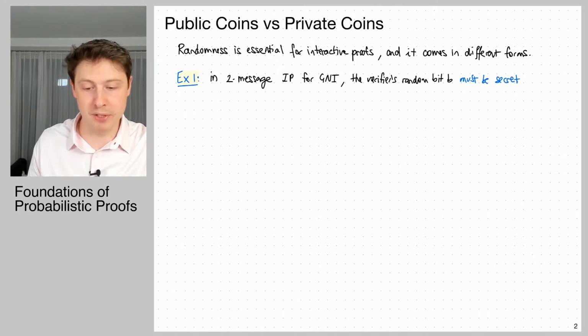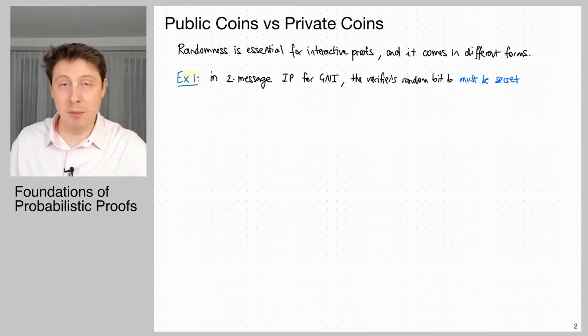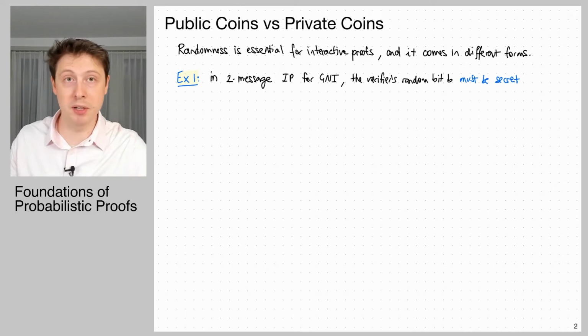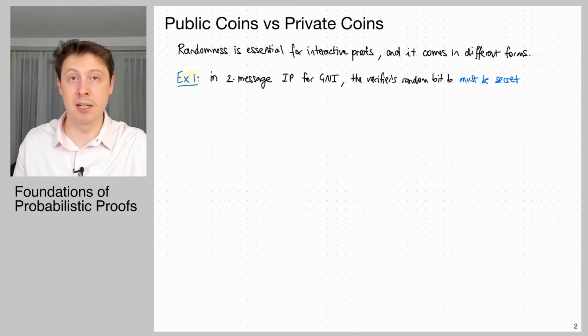For example, we have seen a two-message interactive proof for graph non-isomorphism. And there, the main point of soundness relies on the fact that the verifier's random bit remains a secret during the interaction, okay? Because the prover is trying to guess it, and depending upon whether the graphs are isomorphic or not, if they're not isomorphic, he can figure it out, and if they are isomorphic, he can't.